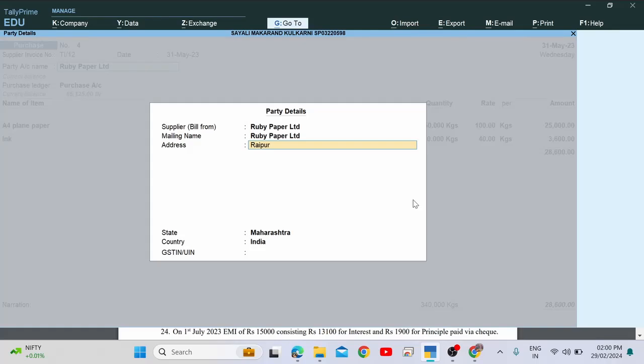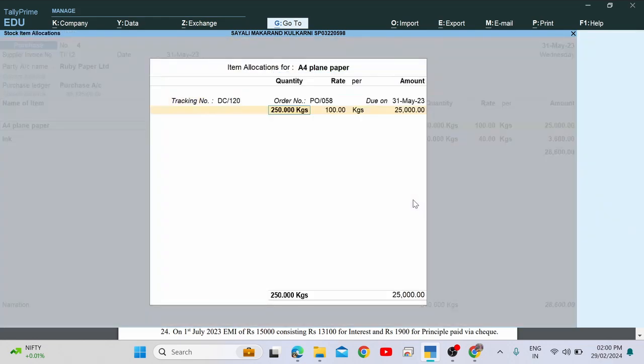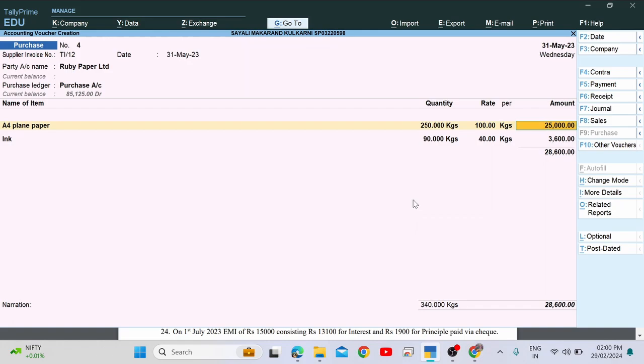Other things no need to change, just accept it. And then you'll get the bill against DC 120. In DC 120 we have ordered 250 kg, and you will definitely get a bill of 250 kg. No need to change anything. Whatever is written in the DC, the same you will get in Tally. As I said, no need to type anything.